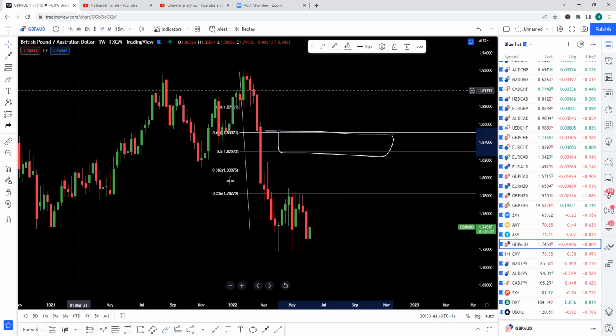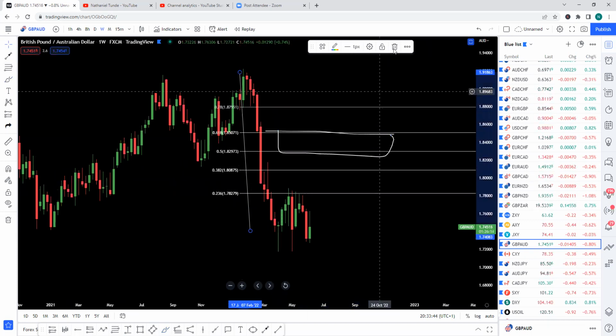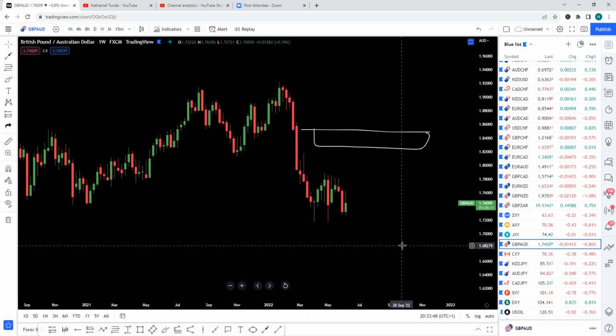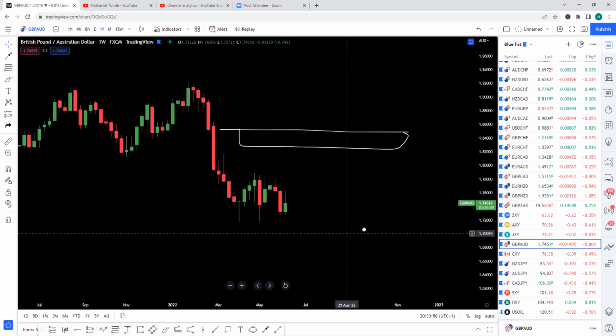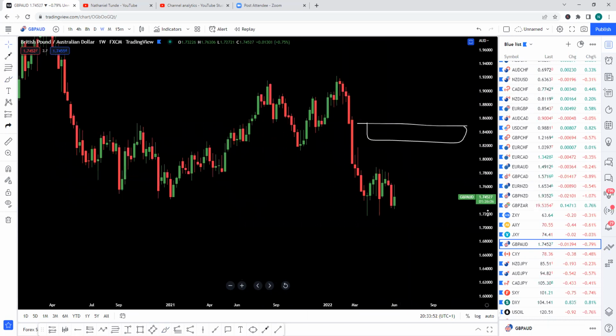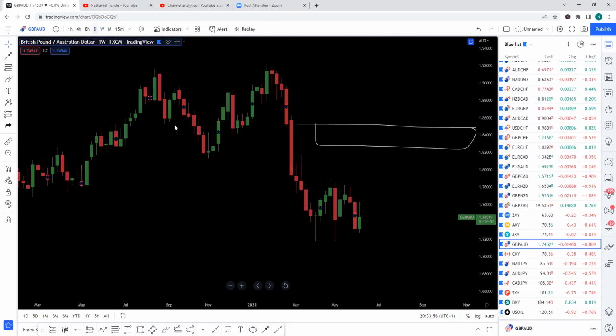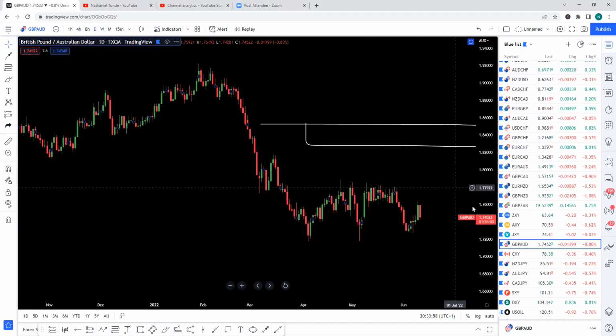But it can make a meaningful push to the downside. Yes, that's why I keep on shouting 1,000 pips, and guys think I'm crazy. The fact that it's not ready yet does not mean it's not happening. Okay, so let's go to daily.